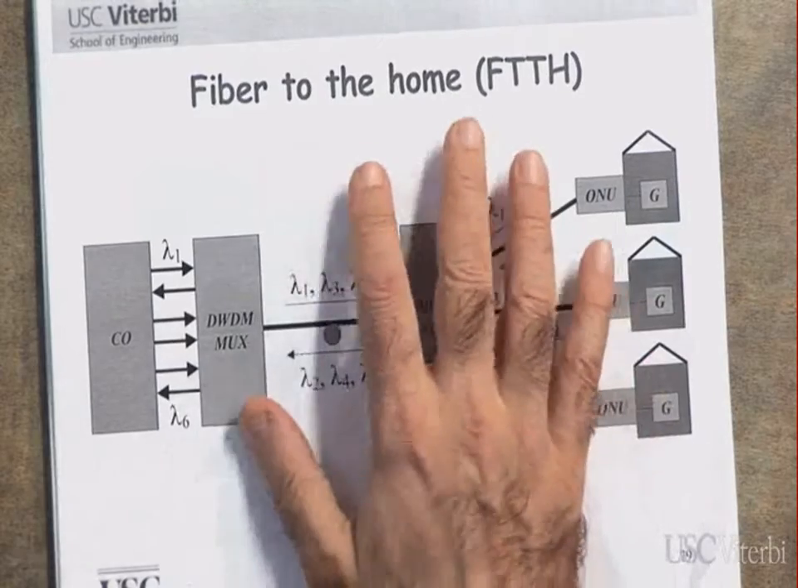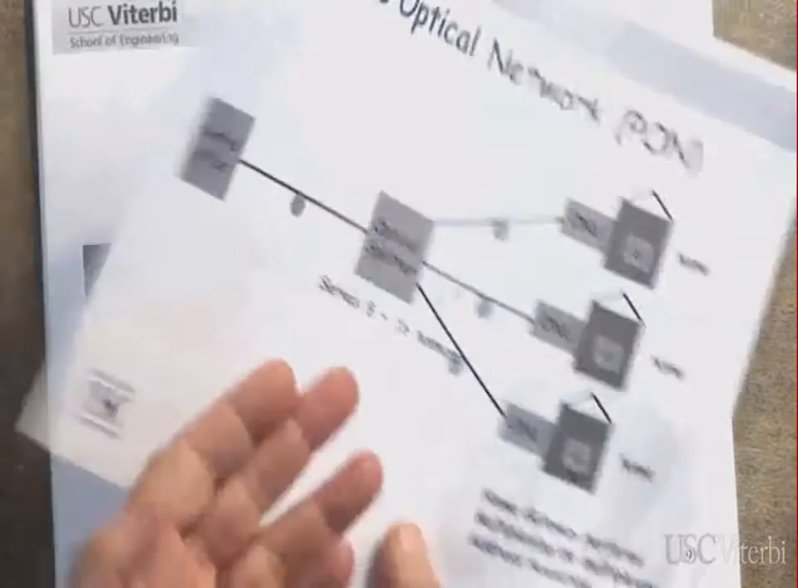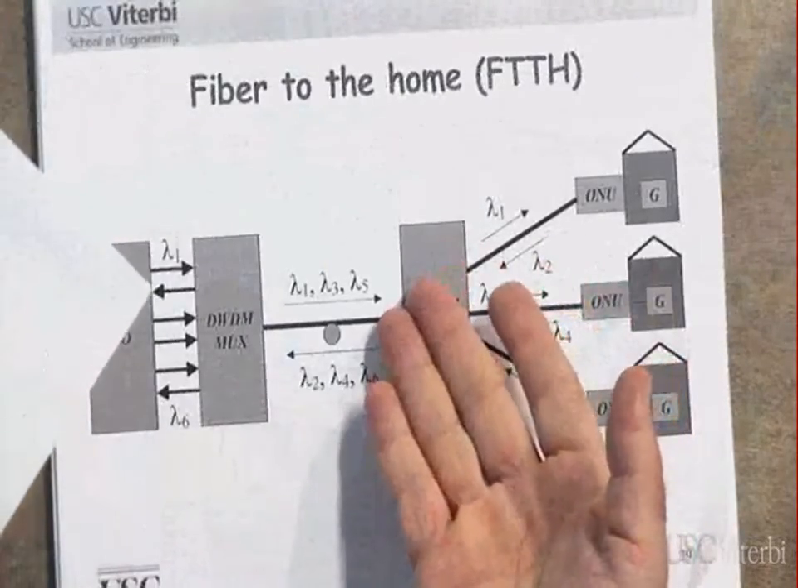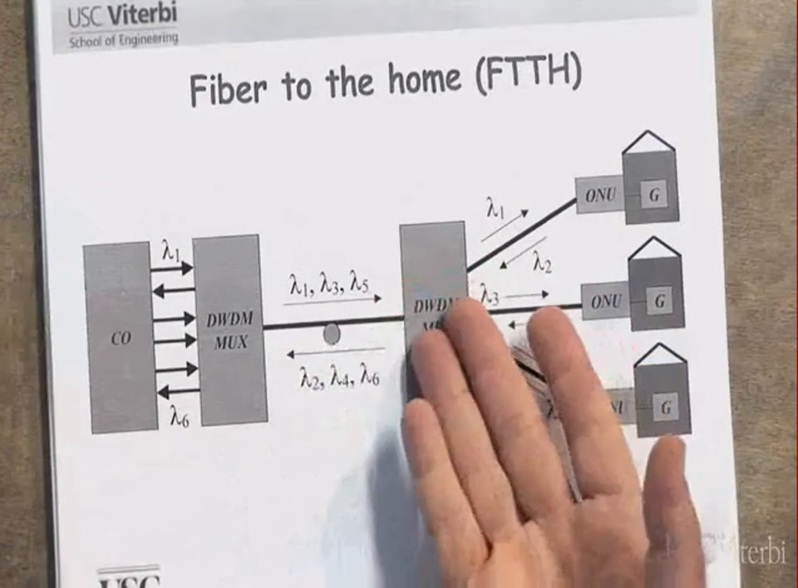Now look at using wavelength division multiplexing and fiber to the home. This one is not as advancedly deployed as this one. Currently, this one is deployed more than this one. Did you get this one now? Okay.